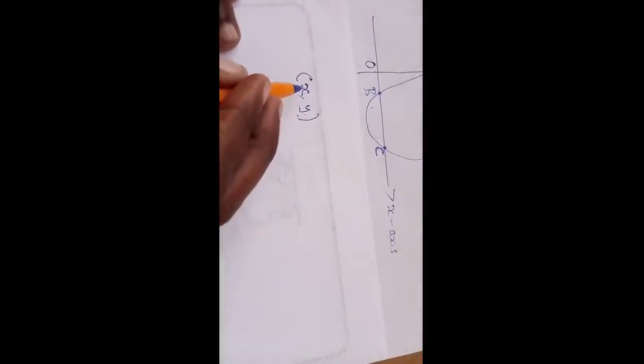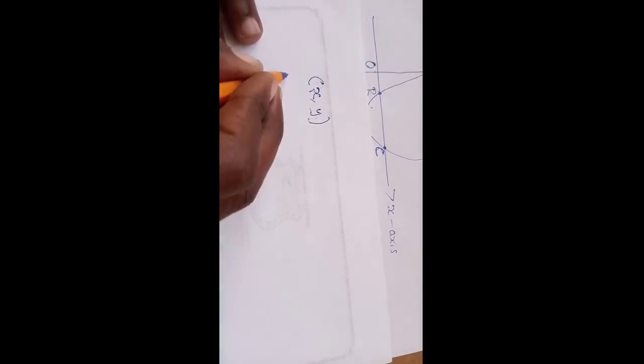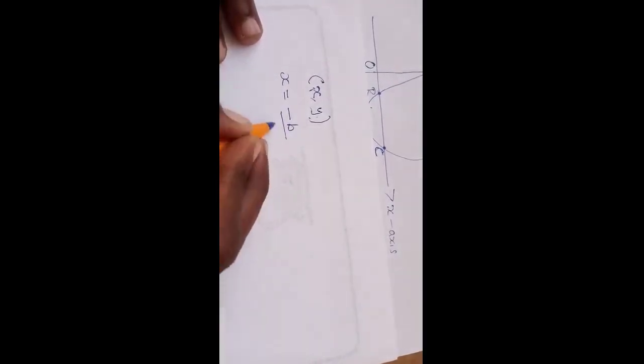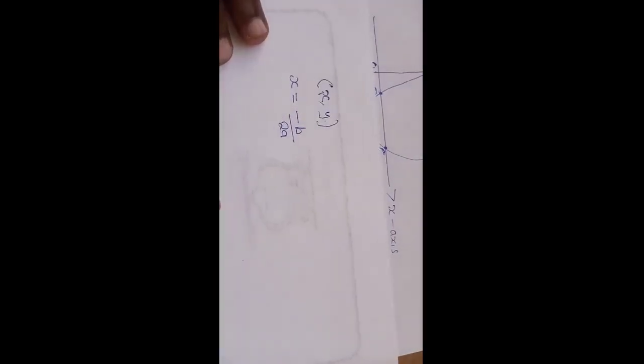Okay, so you need to know how to find the x coordinate. And I actually taught you that to find the x coordinate, the formula is x is equal to negative b over 2a. This is the formula that you use to find the x coordinate.